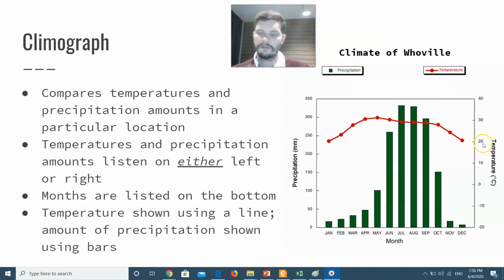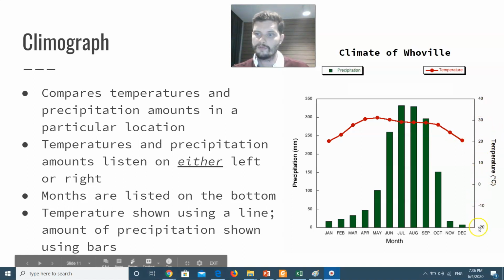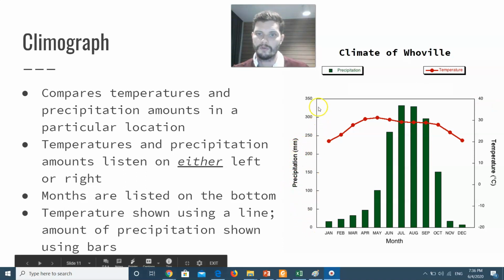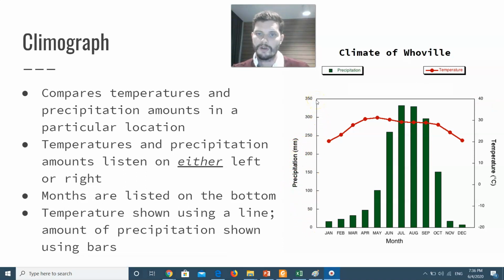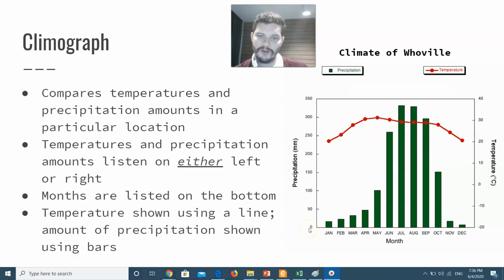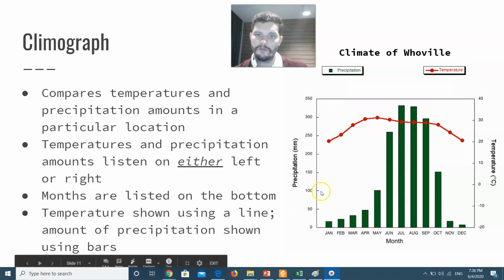In this case, the temperature is located over here. We've got a scale from minus 20 degrees Celsius to 40 degrees Celsius. And here on the left, we've got precipitation measured in millimeters, from 0 up to 350 millimeters. So when you look at a climograph, or when you draw your own climographs, you need to be aware of the scale and the units being used.